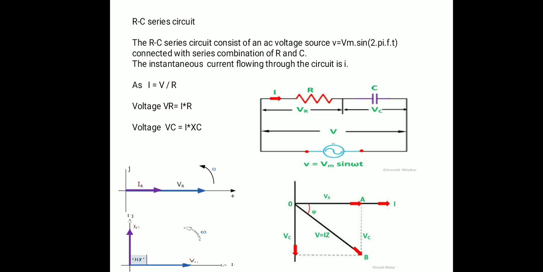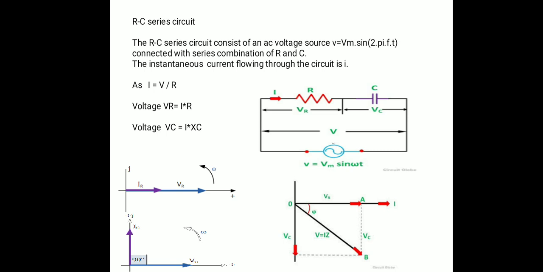As per Ohm's law, I = V/R, we can say that V = I into R. By this formula we can determine VR and VC also. So voltage VR is equal to I into R. The voltage across R we can calculate using the formula VR = I × R. Simply multiply the current by the value of the resistance R. So VR = I × R.